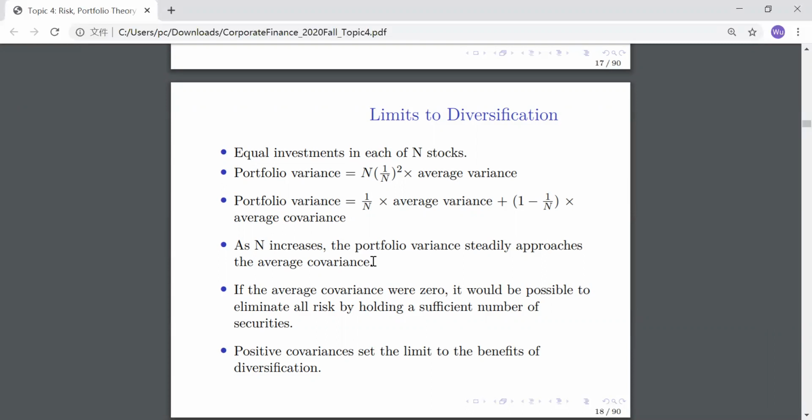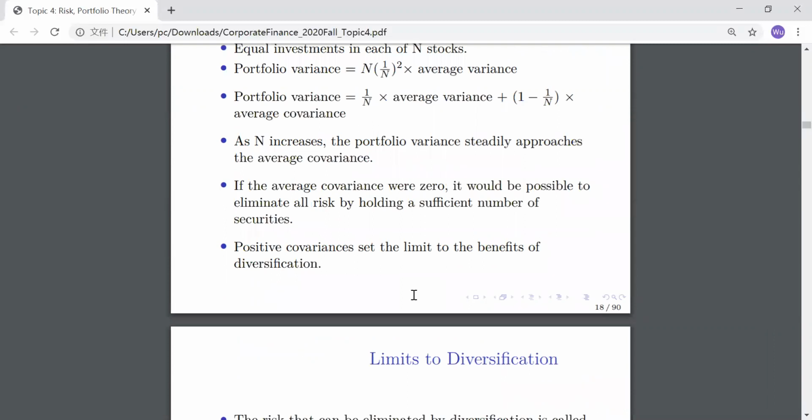Now, in the extreme, if average covariance were 0, theoretically or ideally, then it would be possible to eliminate all risk by just holding a sufficient number of securities. But in reality, it's almost impossible, because it is almost impossible to not have positive covariance. Positive covariances are always there. That's why they set a limit to the benefits of diversification.